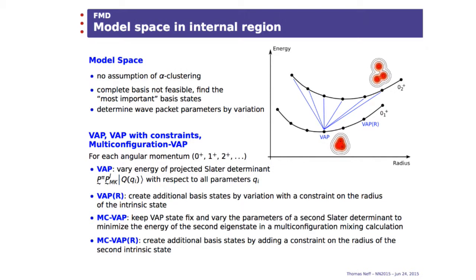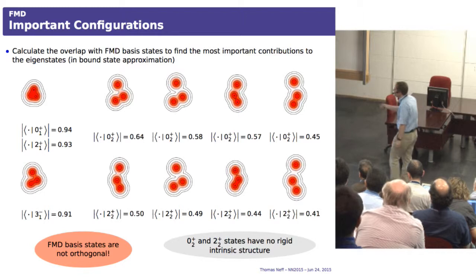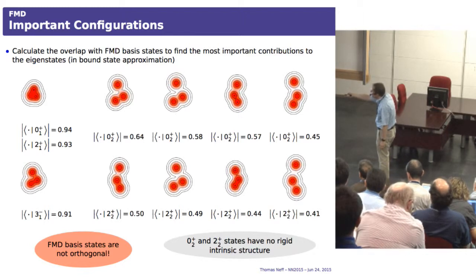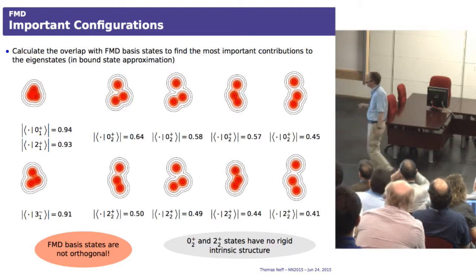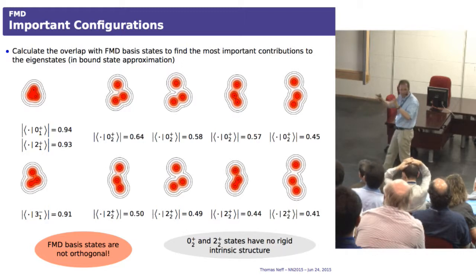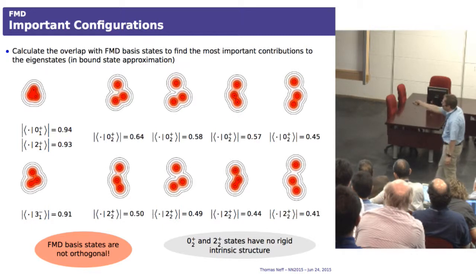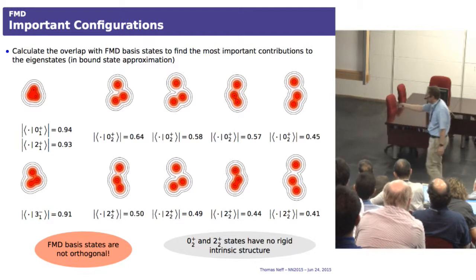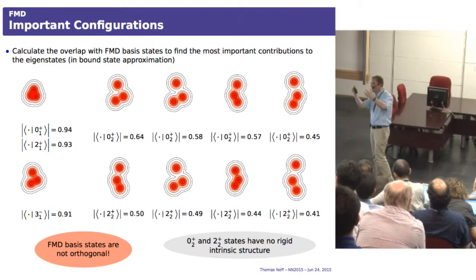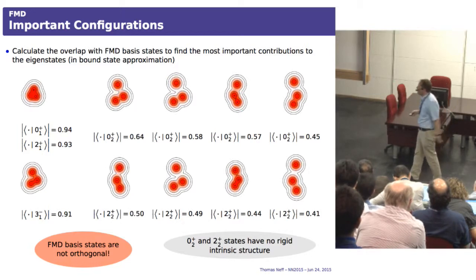Just to give you an idea, what are the most important configurations? This is done for the bound state approximation. For the ground state or the first 2+ state, you essentially have an intrinsic state which has a very large overlap, a compact p-shell-like state. The 3- already has some cluster structure, so it's not as compact as the ground state, but it's certainly smaller than the most important configurations for the Hoyle state or the second 2+ state. So in our basis, there's not a single intrinsic state which gives you the full wave function, but really a superposition of different triangular-like alpha-alpha-alpha configurations.